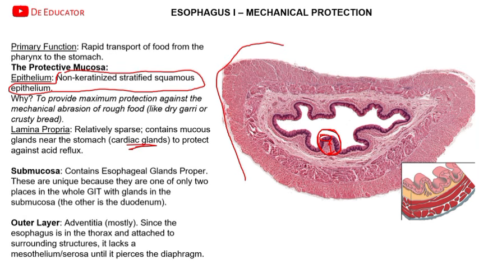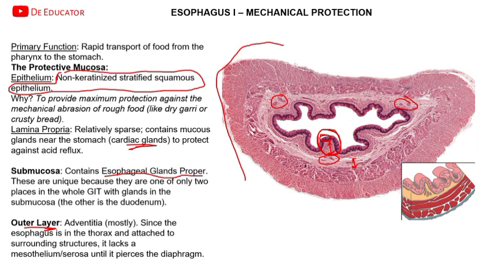And then if you move on from here to here, that represents the next layer. And what is the next layer? The next layer is the submucosa. Now the feature of the submucosa is that it contains esophageal glands, right? If you look closely, you see something here. This is a gland. If you look closely again, you see that this is a gland. Those glands are known as esophageal glands. So moving on to the outer layer, we have adventitia mostly.